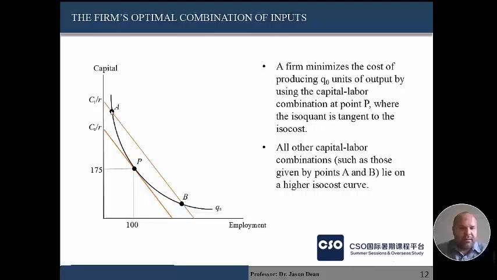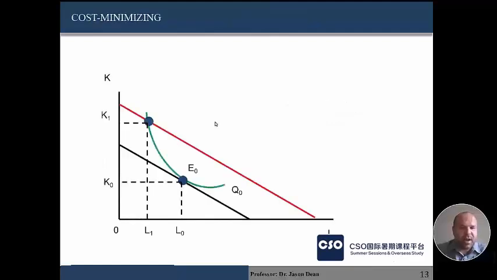At point A, we can use this amount of labor and this amount of capital to produce Q0, but that's going to cost us more. That's on a higher ISO cost line. So why would we do that? We would rather produce at the cost minimizing point.